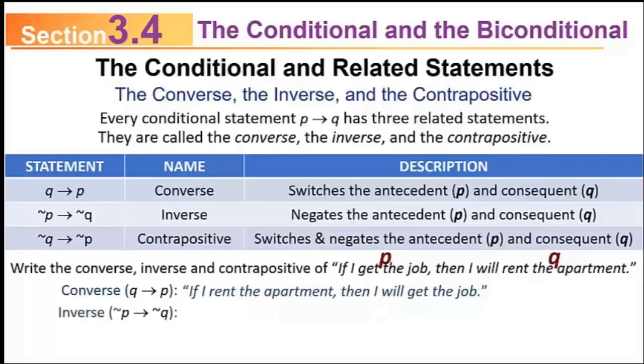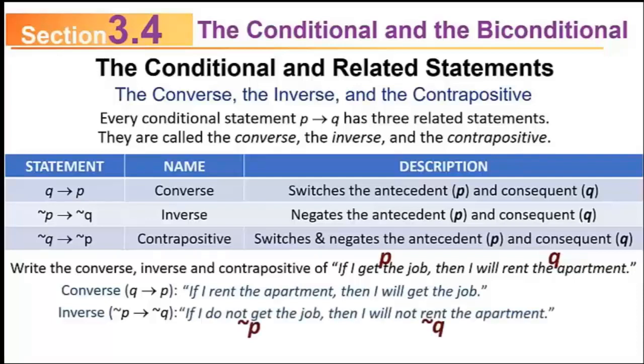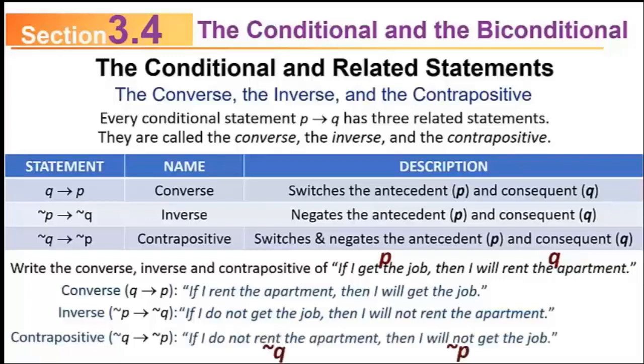How about the inverse? The inverse does not switch, but it negates both. So if P is I get the job, the negation would be I don't get the job. And if Q is I will rent the apartment, the negation will be I will not rent the apartment. So the inverse of the original statement, if I get the job, then I will rent the apartment, is if I do not get the job, then I will not rent the apartment. And finally, the contrapositive does both, switches and negates. So instead of if I get the job, then I will rent the apartment, you switch and negate to get if I do not rent the apartment, then I will not get the job. That's the converse, the inverse, and the contrapositive.